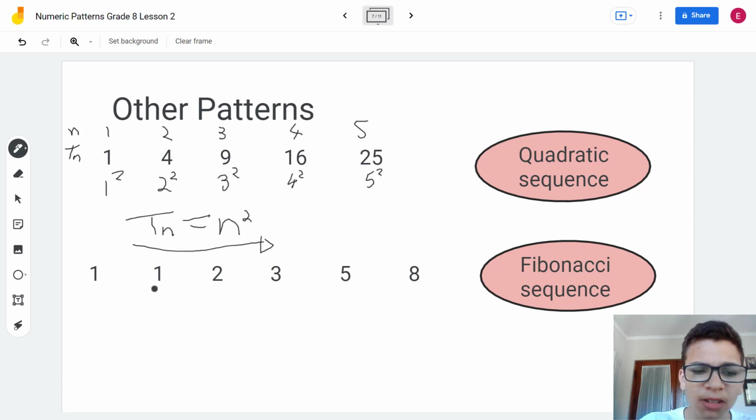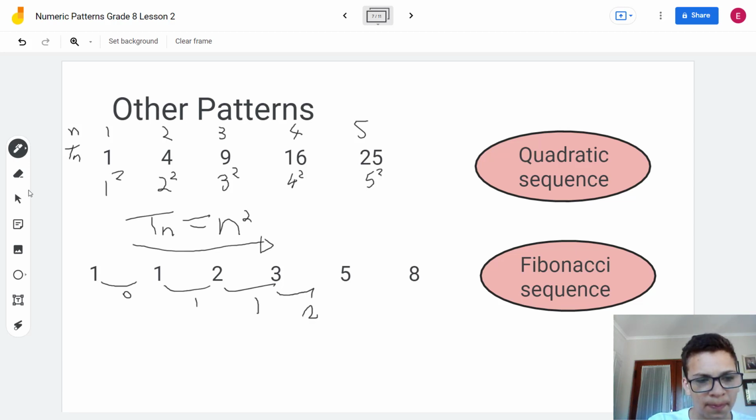So as you see, 1, 1, 2, 3, 5, and 8. Okay. Well, the common difference here will be 0. Common difference will be 1. Common difference would be 1. Common difference will be 2. It doesn't seem that there's a common difference, right? So maybe there's a common ratio. So now we look at the common ratio. Times by 1, times by 2. Yeah, it's not really a common ratio.